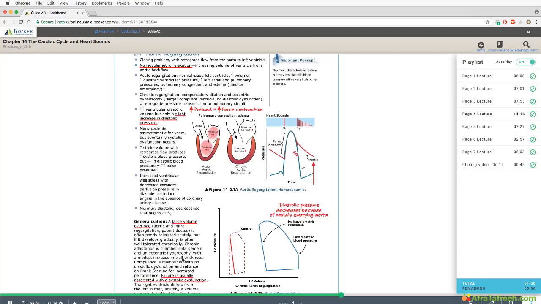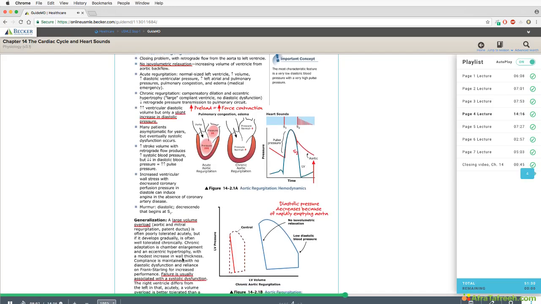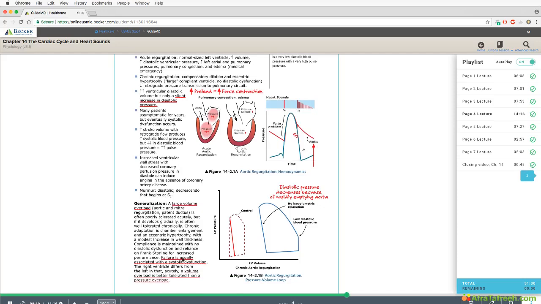Now, the right ventricle is somewhat different. The right ventricle acutely better tolerates a volume overload than it tolerates a pressure overload. So the right ventricle is basically opposite to the left ventricle. And that generalization is fairly important to remember. Now, there's one additional aspect I want to mention here. It's not in the handout. On step one, they can give you a case study and expect you to figure out the valvular problem. Now, there are some general rules here.